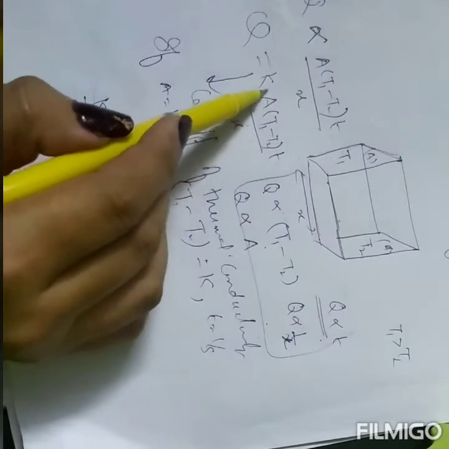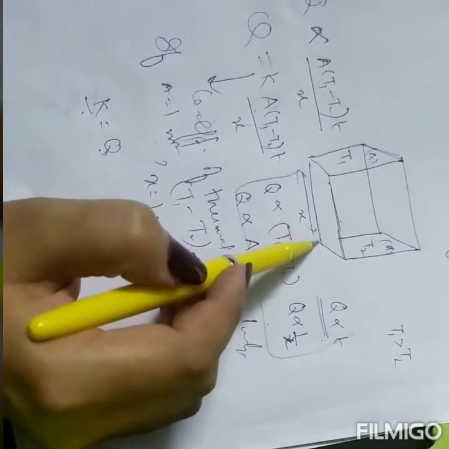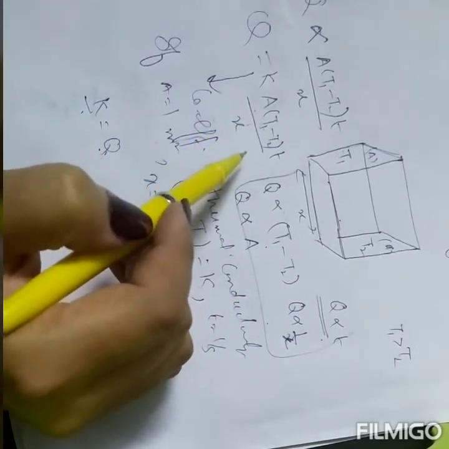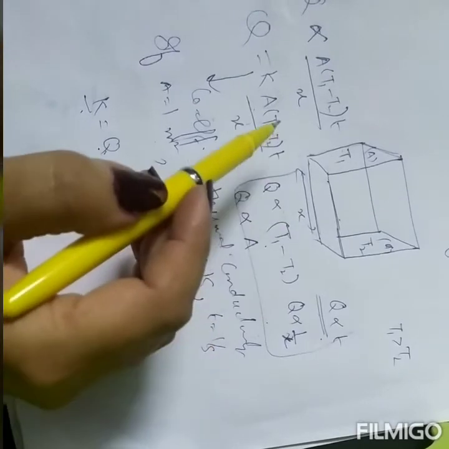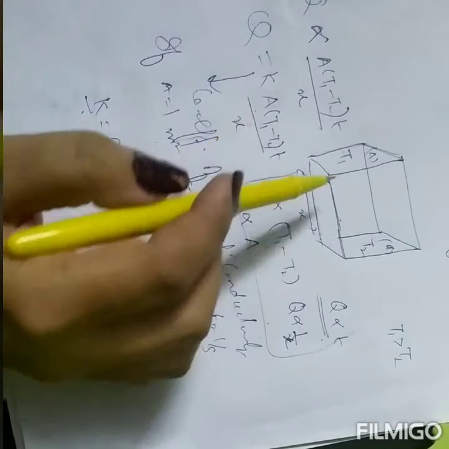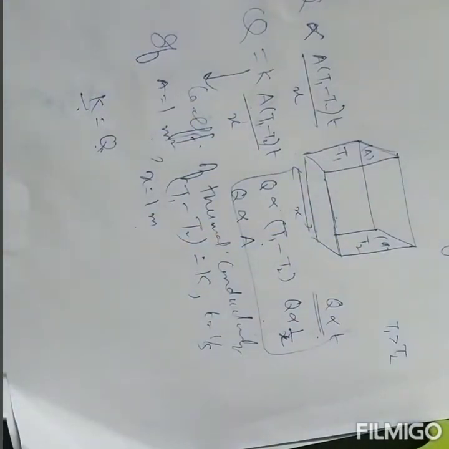Why unit volume? Because you have taken the area as 1, as well as the distance traveled, that is x, which is also equal to 1. So through a cube of unit volume when its opposite phases are kept at a temperature difference of 1 degree Celsius. T1 minus T2 also has to be taken as 1 degree Celsius. So this is how we can define K.